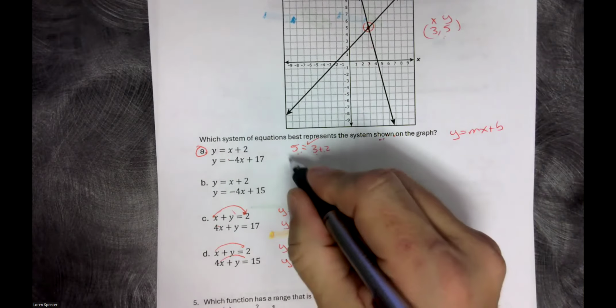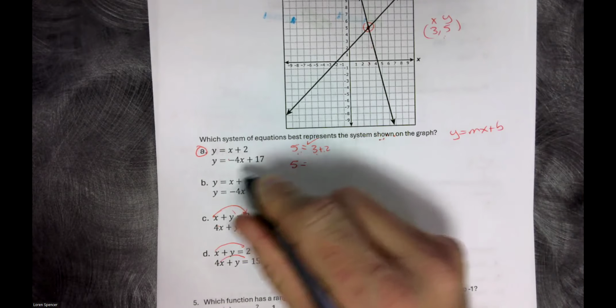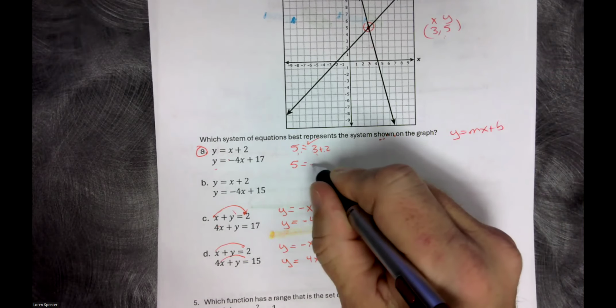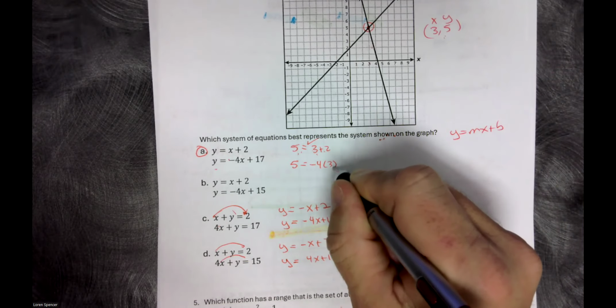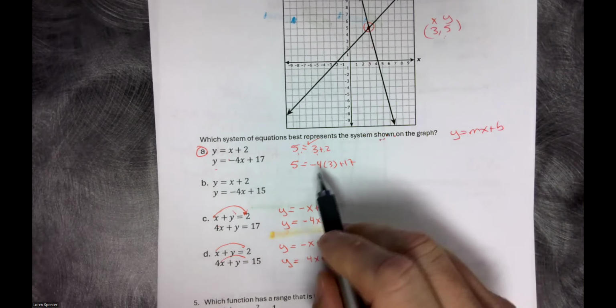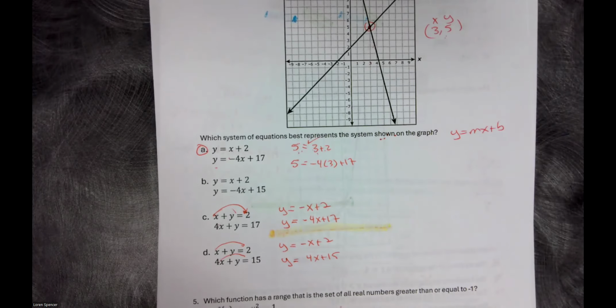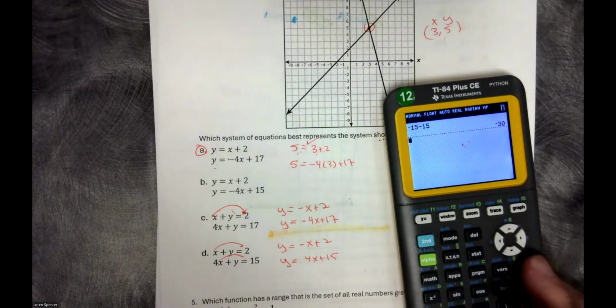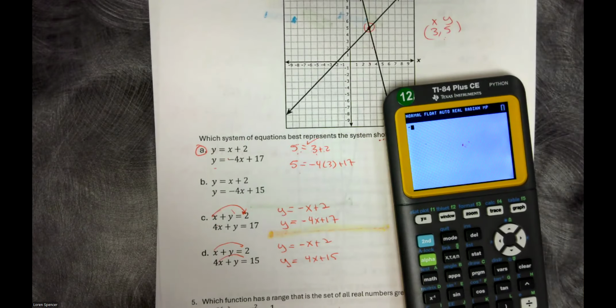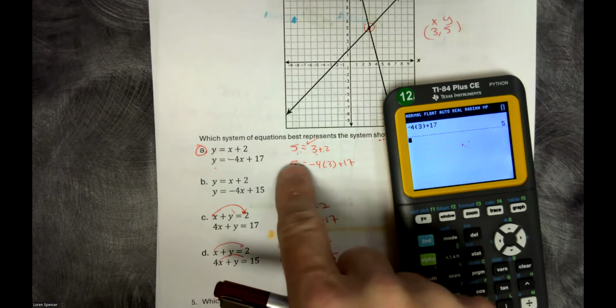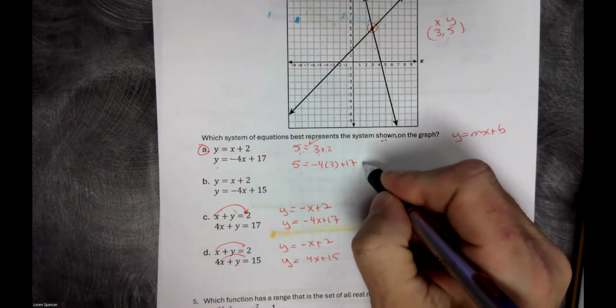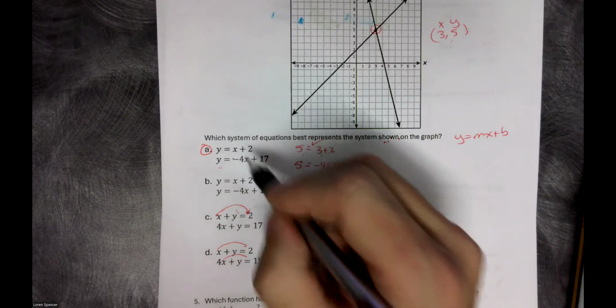When I go to the next one, I have 5, plugging in 5 for y, equals negative 4 times 3 plus 17. Well, I don't know what that is. Let's go ahead and use the calculator. I need it to equal 5. So what's negative 4 times 3 plus 17? Hey, guess what? 5 equals 5. That's a true statement. These are my answers.